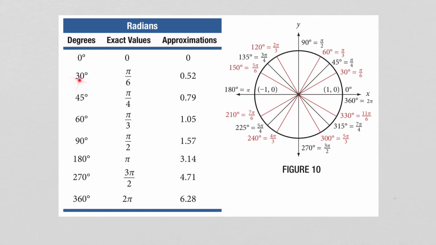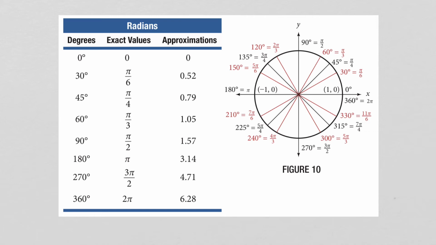If you convert 30 degrees into radians, you get pi over 6. 45 degrees converts to pi over 4. 60 degrees converts to pi over 3, and 90 degrees converts to pi over 2. And then just for good measure, 270 degrees is 3 pi over 2. You should memorize these values. We use these angles and their corresponding radian measures so often in this course that you don't want to have to convert every time you see a value.